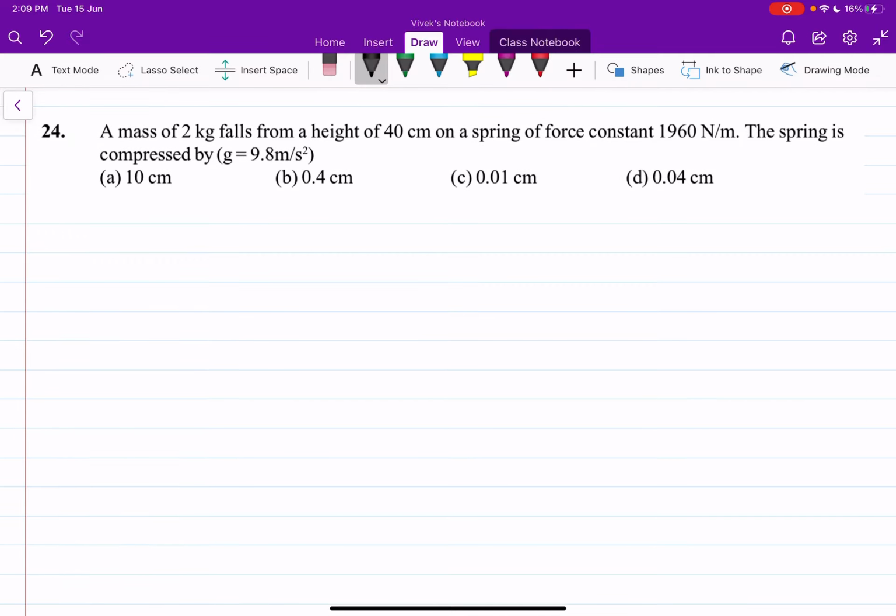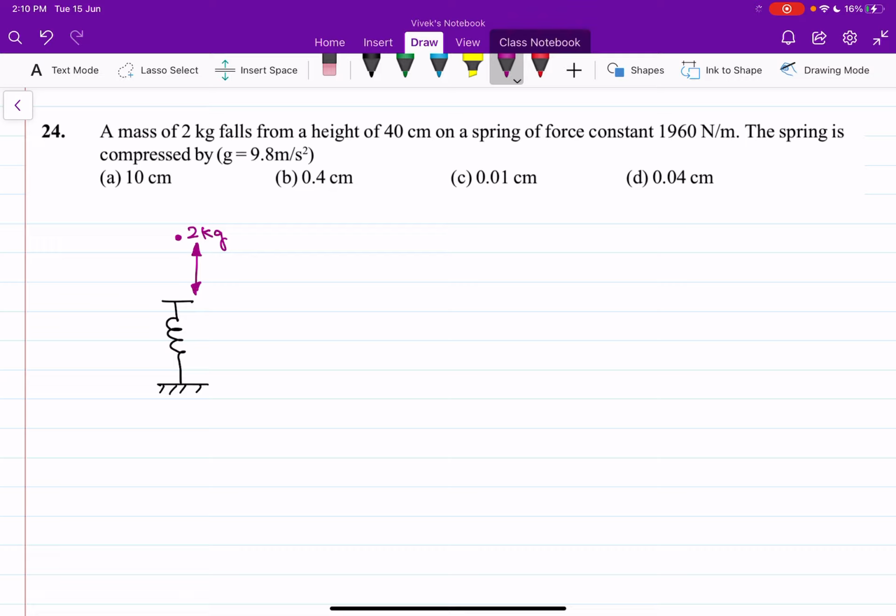In this question, it is given that there is a spring of spring constant 1960 Newton per meter, and we have released a ball of mass 2 kg from a height of 40 centimeter above this spring, and then we are being asked to find the maximum compression in the spring in the subsequent motion.